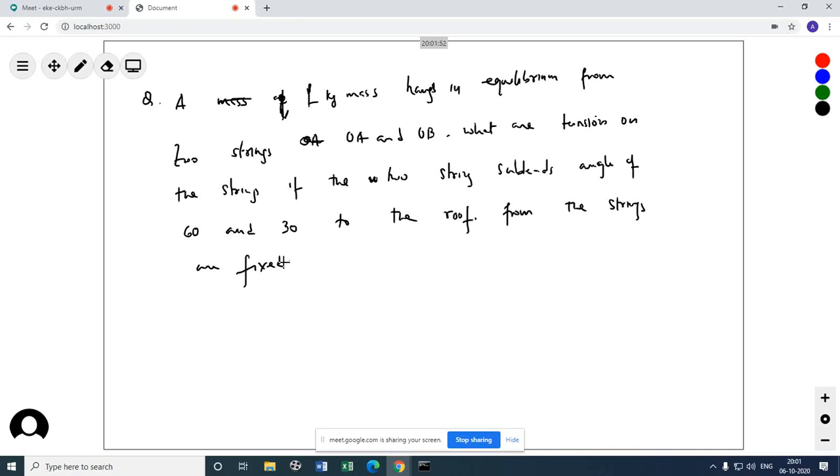So the third angle will be 170 degrees. How can you say the third angle is 170 degrees? The two strings are hanging from the ceiling, carrying a mass of 1 kg at their one end. At the top, they are making angles of 60° and 30° with the ceiling.